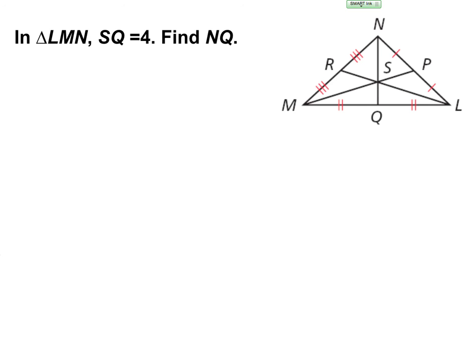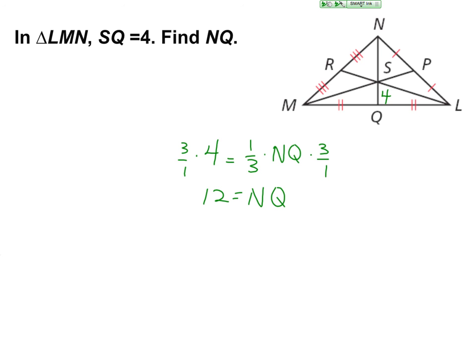Show me. Any others to see? The answer should be 12. If this part is 4, did any of you think, okay, that's 1/3 of the whole thing? So 4 is 1/3 of NQ. So to find NQ, you could multiply by the reciprocal. So you could get 12 that way.